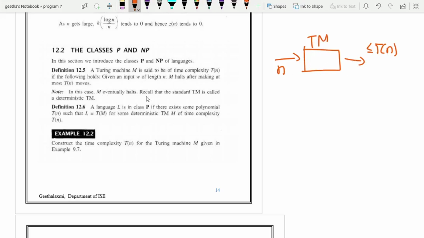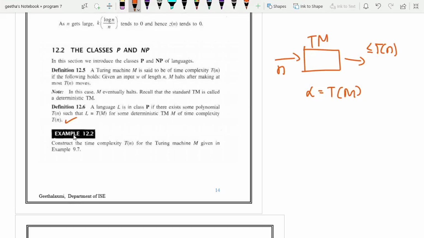In this case, M eventually halts, and recall that a standard TM is called a deterministic TM. And a language L is in class P if there exists some polynomial T of n such that L equals L of M for some deterministic Turing machine M of time complexity T of n.